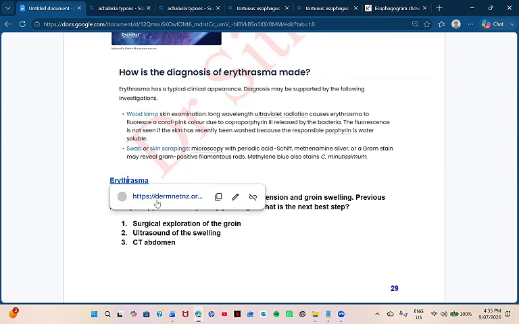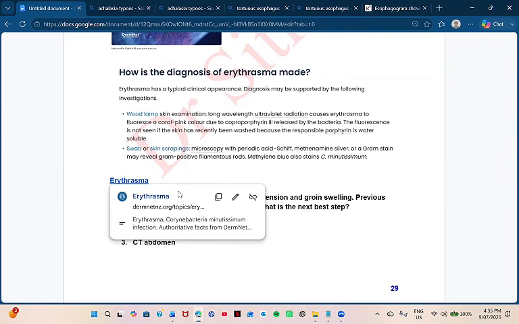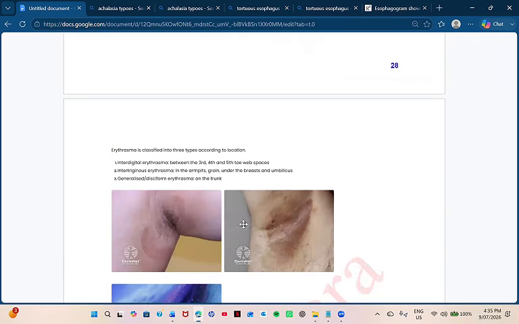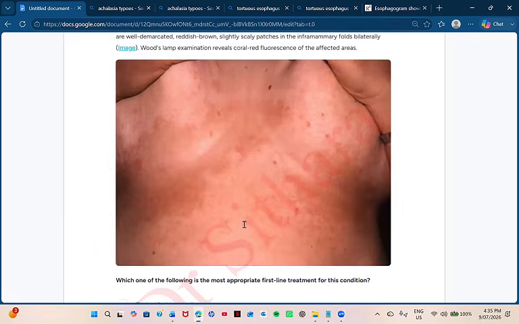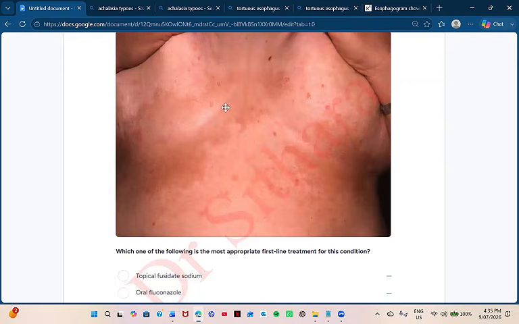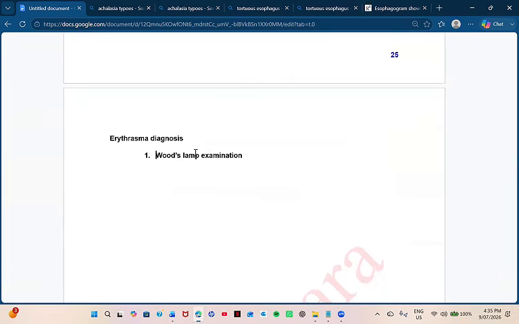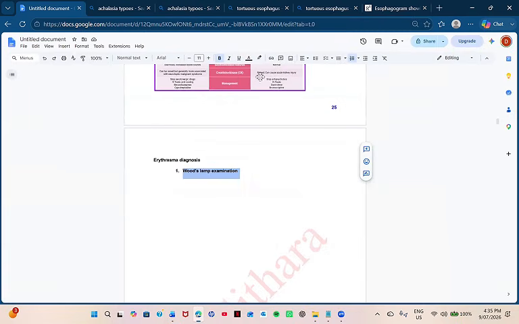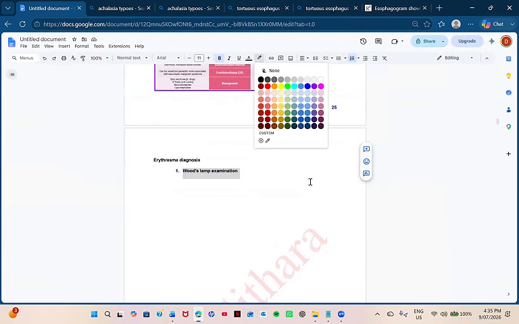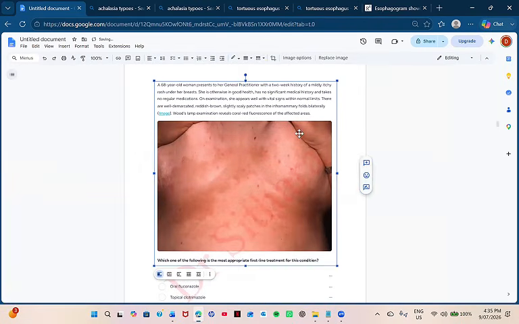And if you want more details, you can read from here, the DermNet. This part is from DermNet, okay? And this is one of the emergency questions. They have given the typical presentation, and they are asking the diagnosis. So Wood lamp examination you can do, right?